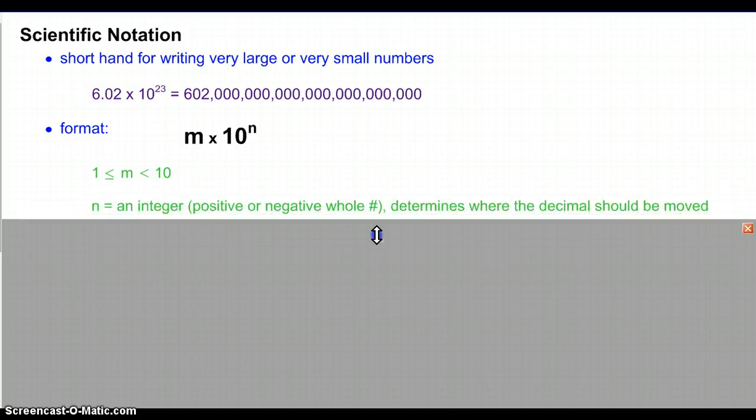N is an integer. Remember, an integer is a positive or negative whole number, so it could be 1 or 5 or -2, -3, and it can be 0. And that determines where the decimal should be moved.